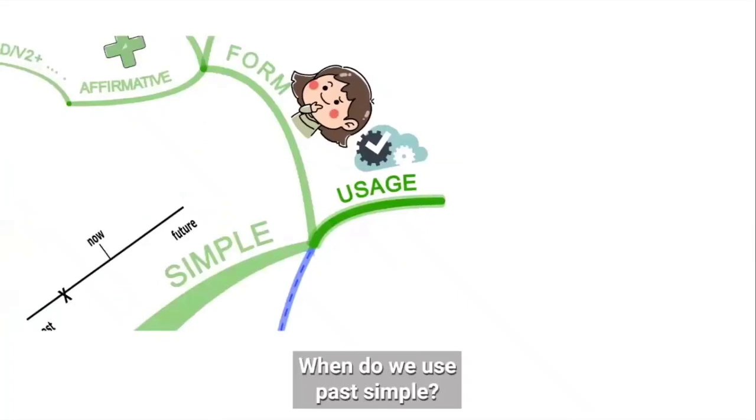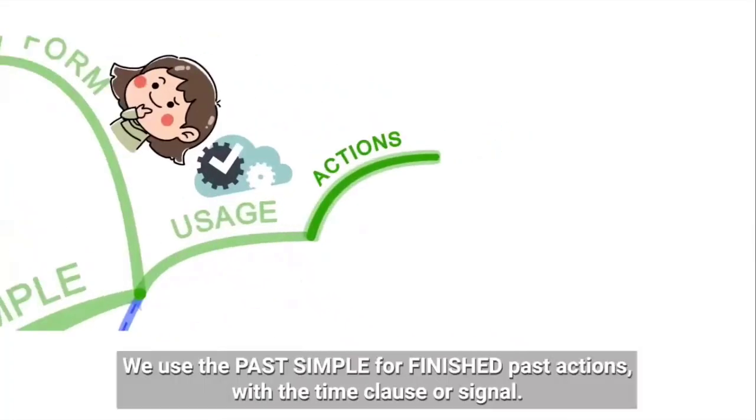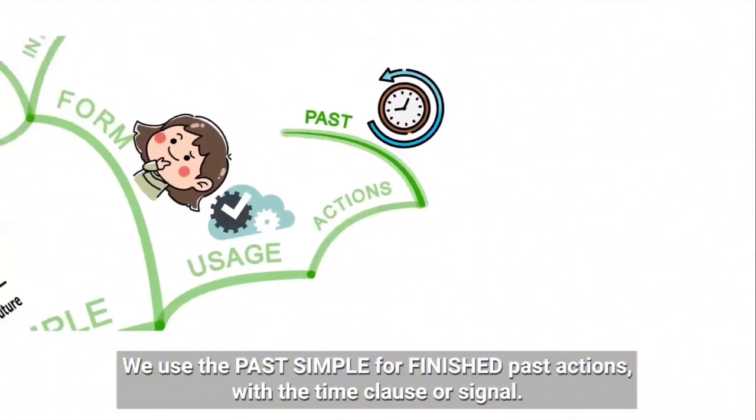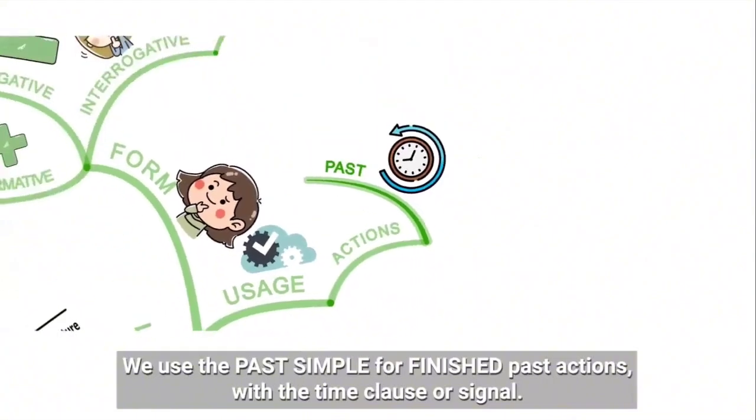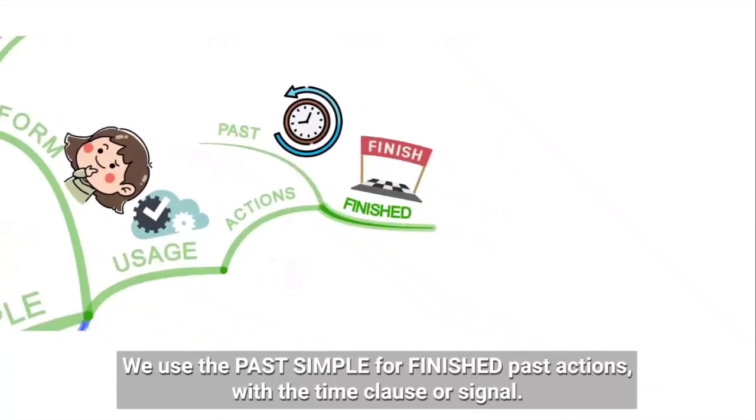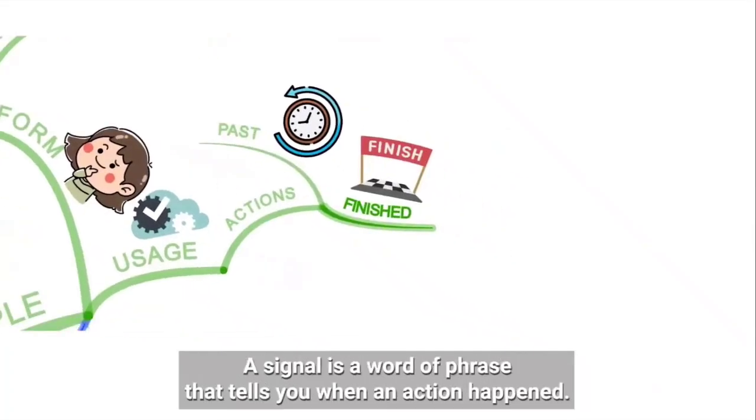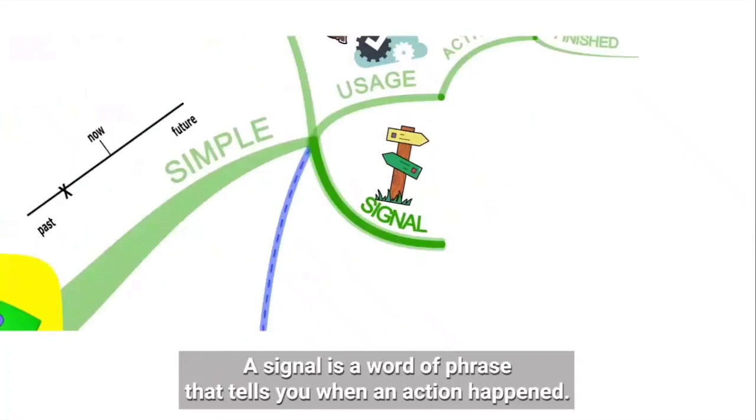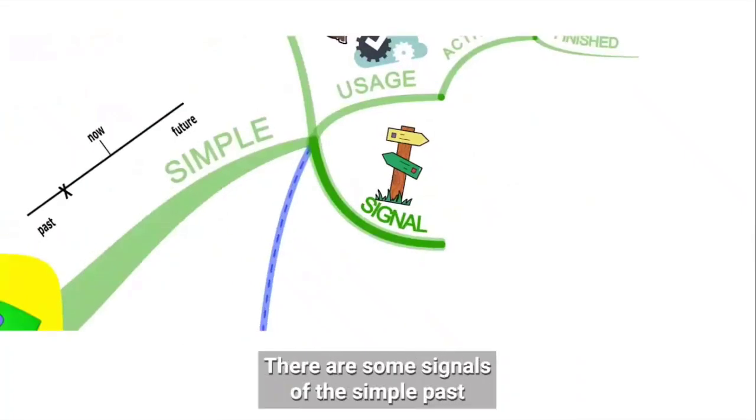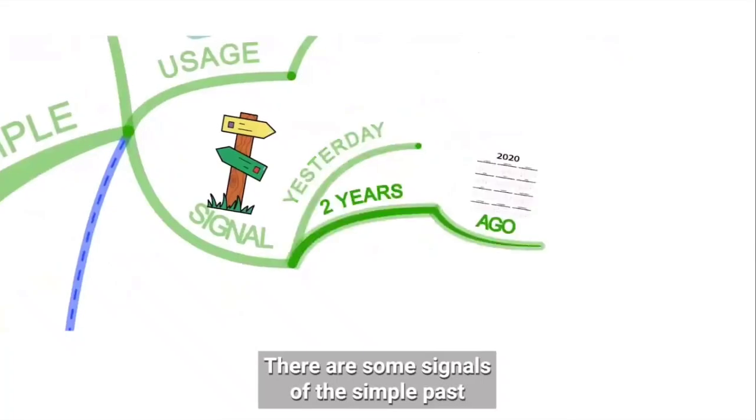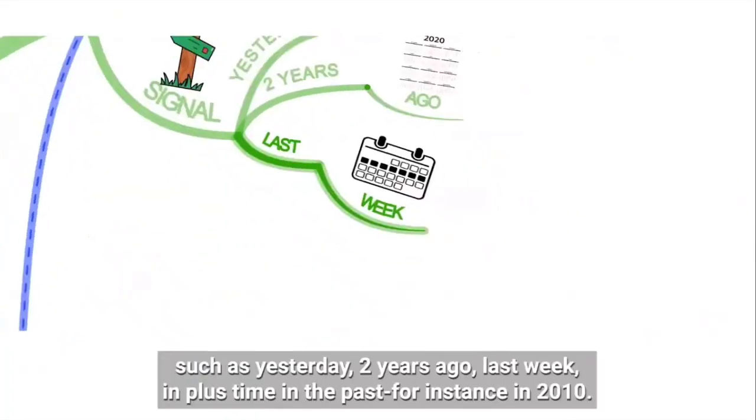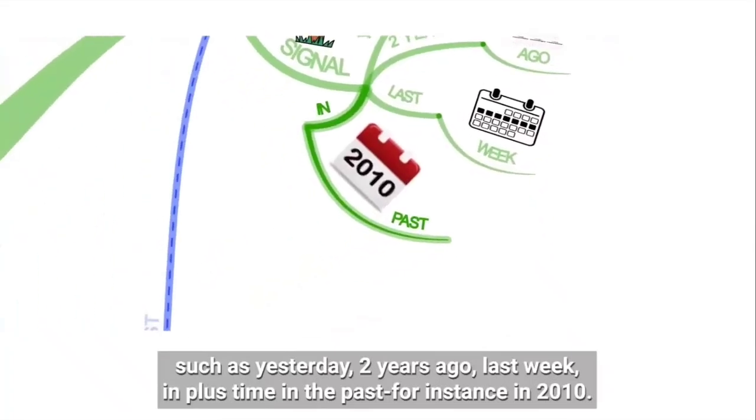When do we use past simple? We use the past simple for finished past actions with the time clause or signal. A signal is a word or phrase that tells you when an action happened. There are some signals of the simple past, such as yesterday, 2 years ago, last week, in the past, for instance, in 2010.